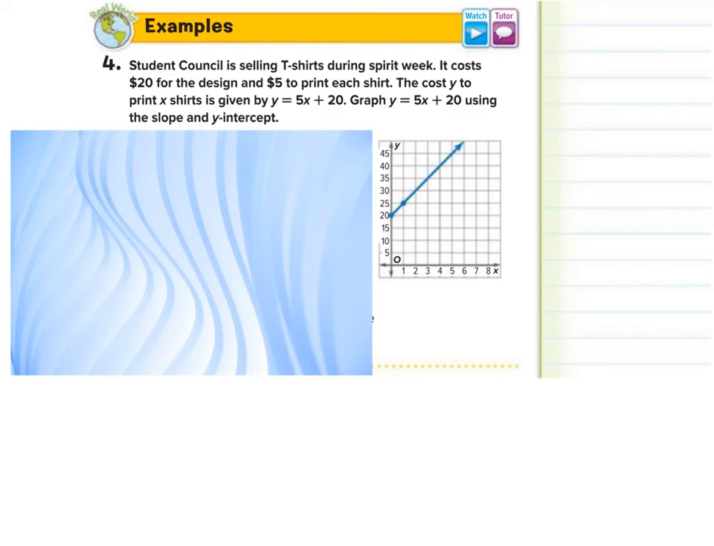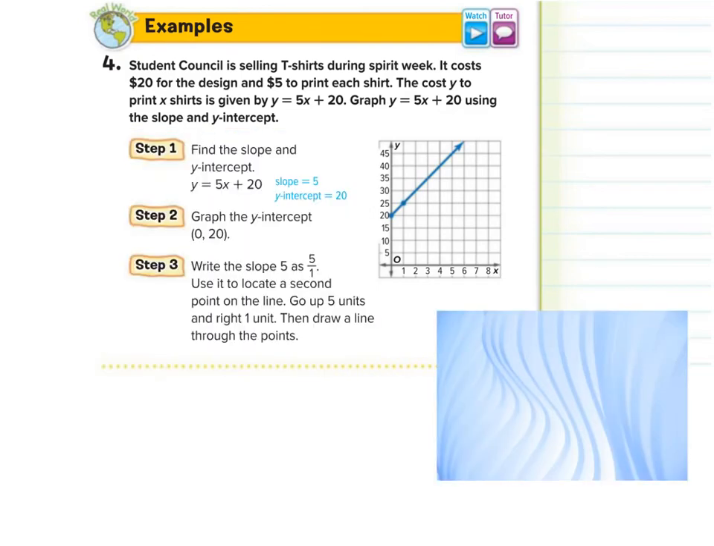It costs $20 for design and $5 to print each shirt. The cost y to print x shirts is given by y equals 5x plus 20. So it says to graph y equals 5x plus 20 using the slope and y-intercept. So this one's kind of the opposite, but it shows that when we find the slope, the y-intercept is 20 and the slope is 5 because it goes up 5 over 1, up 5 over 1 to the right.